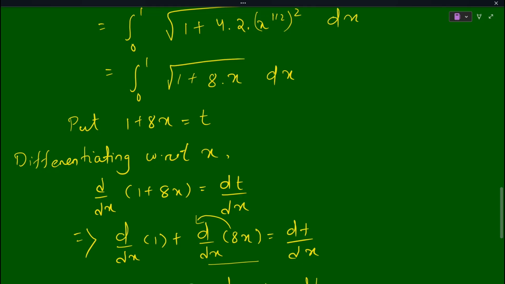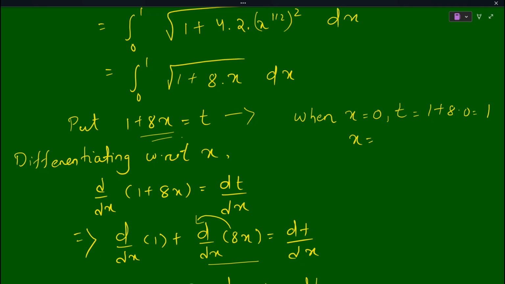Okay, so what will be the next step? The next step will be changing the limits. Now these limits are for the x value. x is from 0 to 1, so we will change the limits. Okay, so how to change the limits? Now we will use this formula and change the limits. So see, what is the lower limit? The lower limit is 0. So when x is 0, at that time the value of t will be, using this expression, 1 plus 8 into 0. So it is equal to 1.